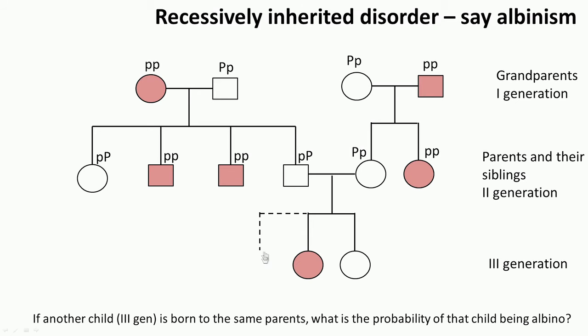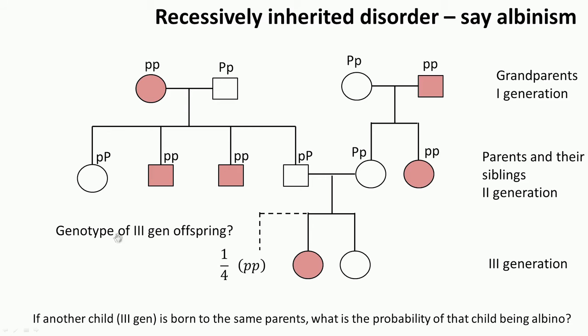And what is the probability that this person, whether a male or a female, would have the disease? It would be 1/4. This is a heterozygous cross, therefore capital P capital P, capital P small p, small p capital P, and small p small p are the possibilities. Therefore, 1/4 is the probability that it will be small p small p, resulting in the child being albino.